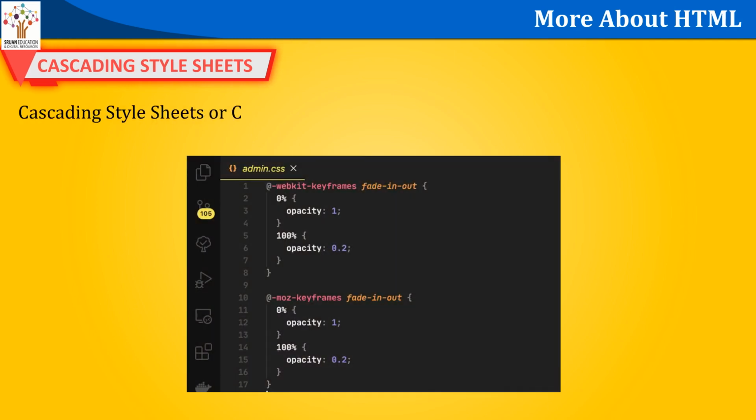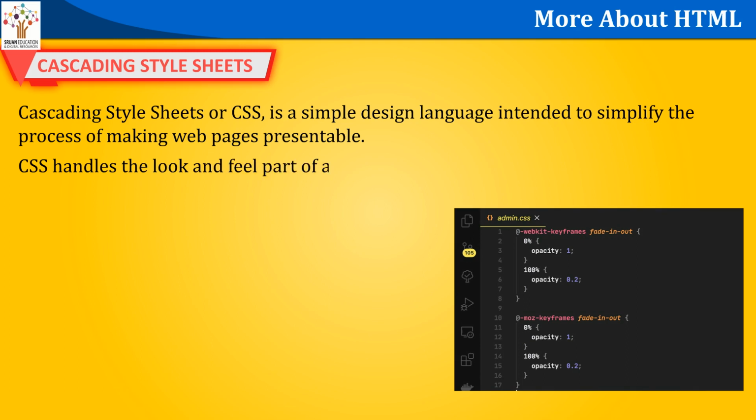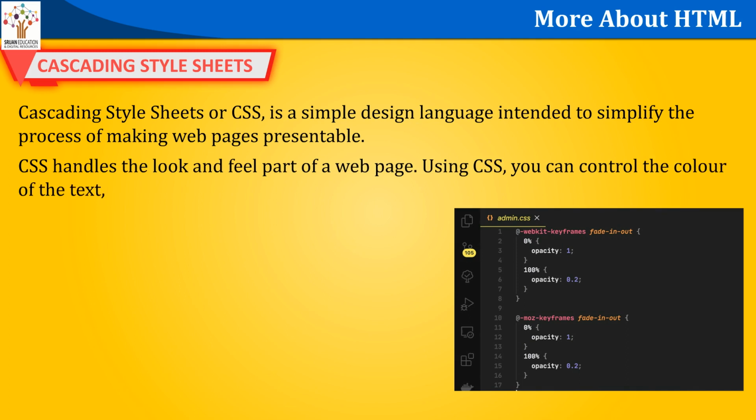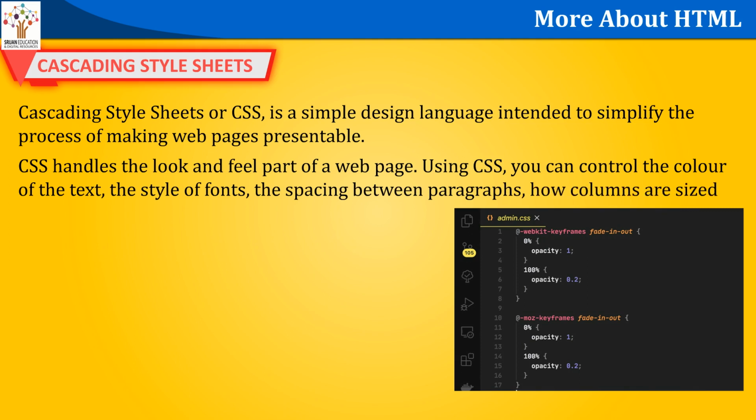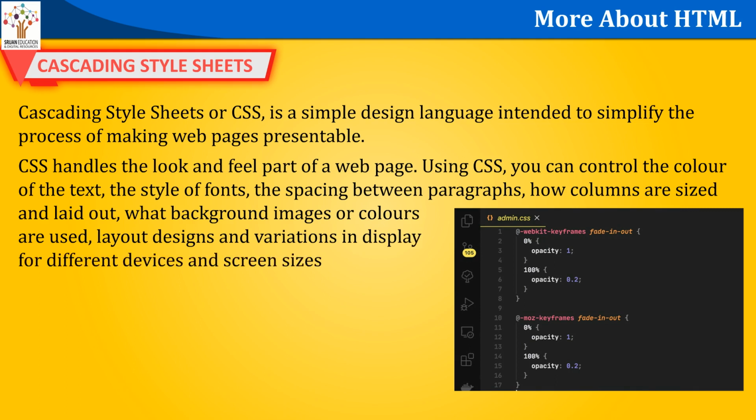Cascading Style Sheets. Cascading Style Sheets, or CSS, is a simple design language intended to simplify the process of making web pages presentable. CSS handles the look and feel part of a web page. Using CSS, you can control the color of the text, the style of fonts, the spacing between paragraphs, how columns are sized and laid out, what background images or colors are used, layout designs and variations in display for different devices and screen sizes, as well as a variety of other effects.